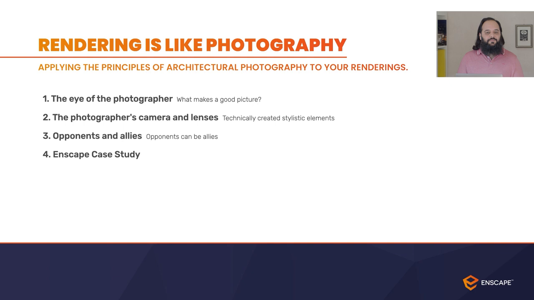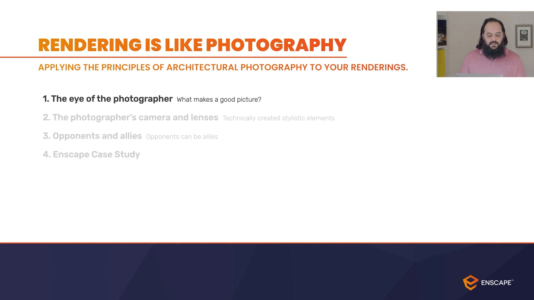I would like to address the following overarching themes in this four-part webinar series. The eye of the photographer, what makes a good picture, the photographer's camera and lenses, technically created stylistic elements, opponents and allies, opponents can be allies, and the fourth part will be an Enscape case study. The eye of the photographer. So let's get started with the first of four sessions.